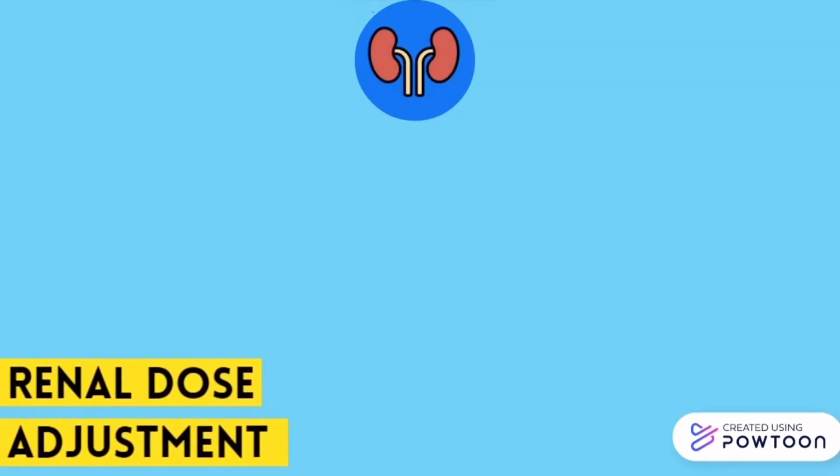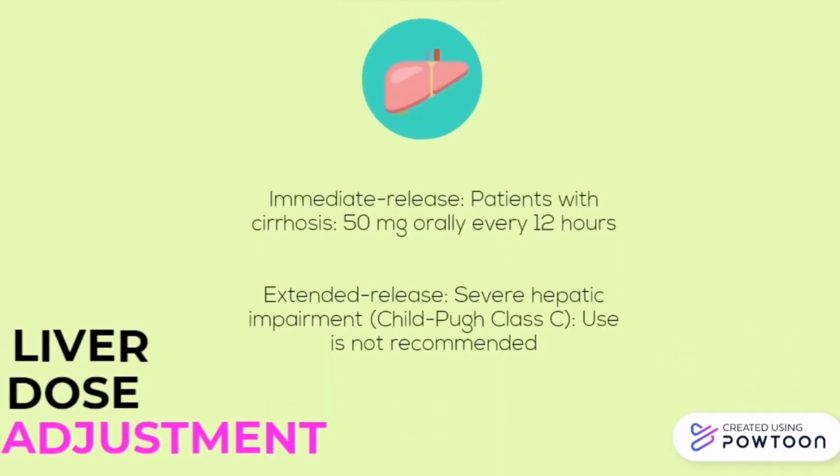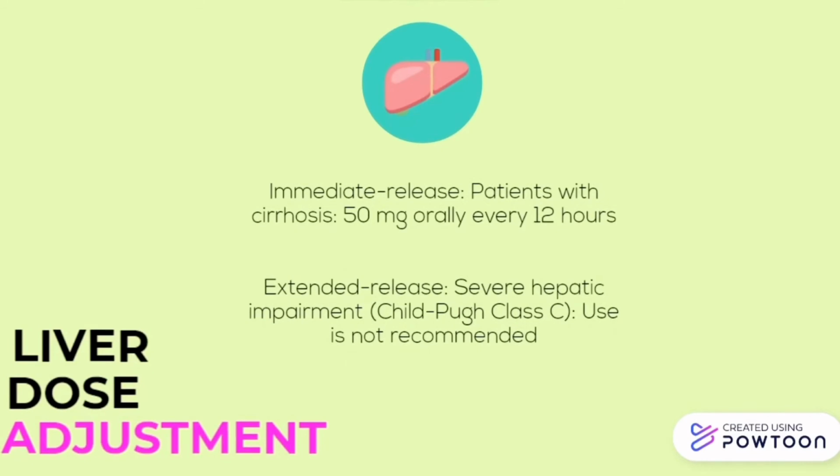Renal dose adjustment. For immediate release, with creatinine clearance less than 30 ml per minute, we need to increase the dosing interval to every 12 hours, and the maximum dose should not exceed 200 mg per day. And for the extended release, with creatinine clearance less than 30 ml per minute, the use of Tramadol is not recommended. Liver dose adjustment. For immediate release, patients with cirrhosis need to take 50 mg orally every 12 hours, and for the extended release, in severe hepatic impairment patients, the use of Tramadol is not recommended.